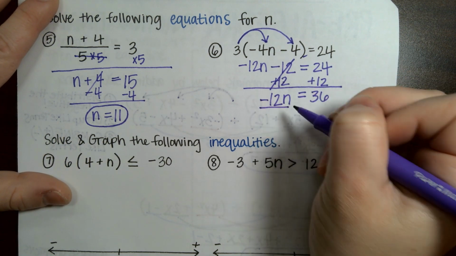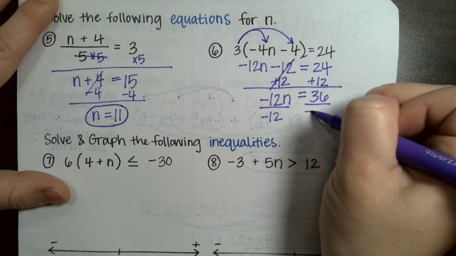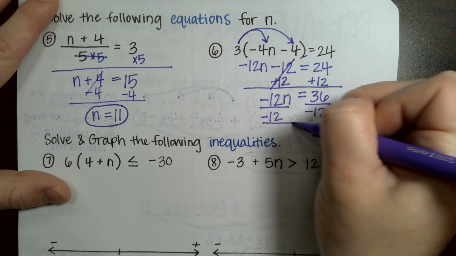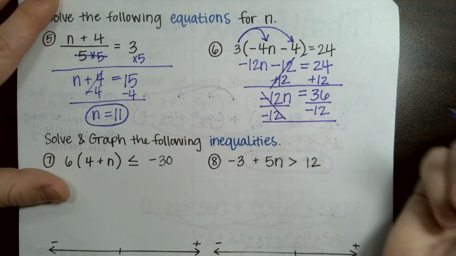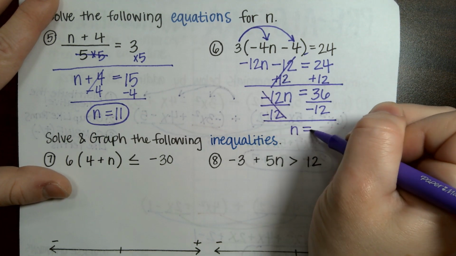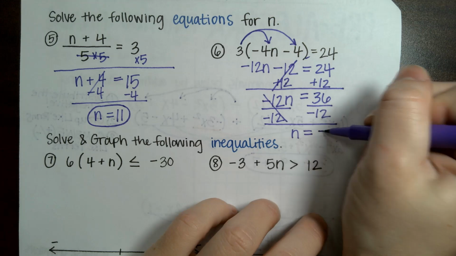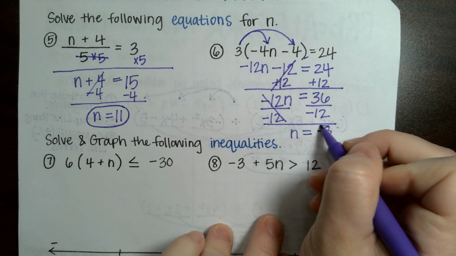Divide. But what are we dividing by? Good. Negative 12. And that is going to cancel our negative 12s. So we'll be left with n is equal to what? I heard 3 and I heard negative 3. Which one is it? Negative 3. Good. Good, good, good. All right.